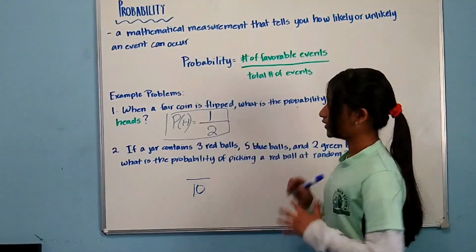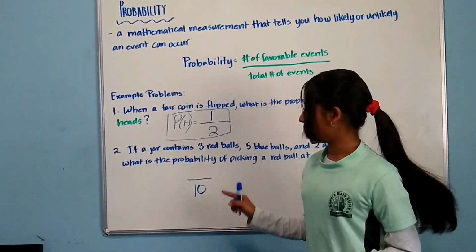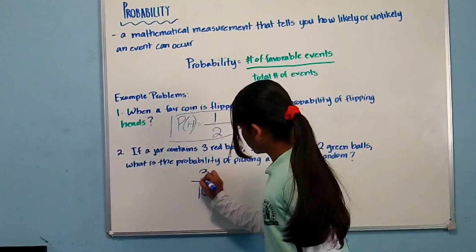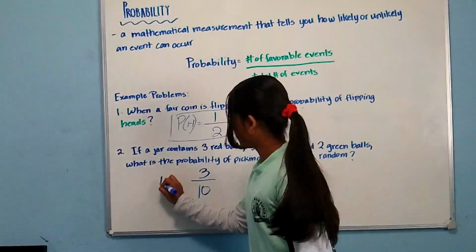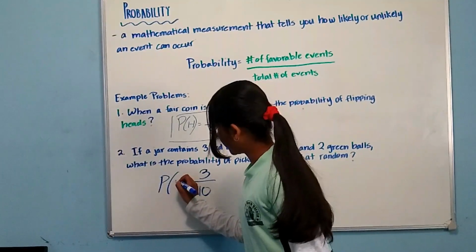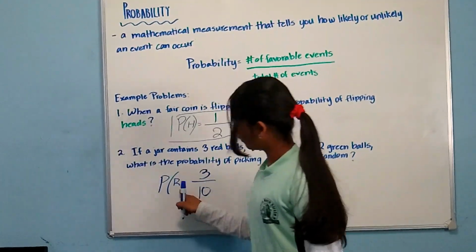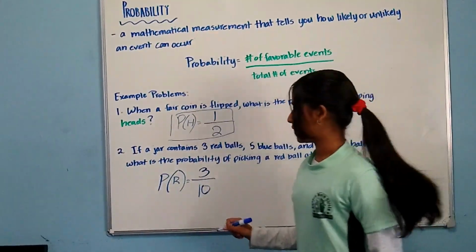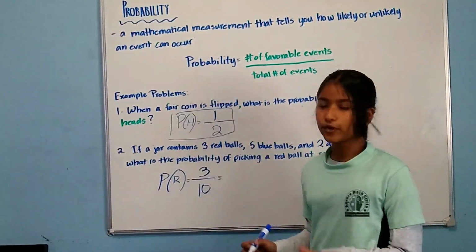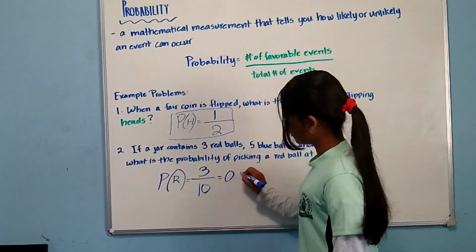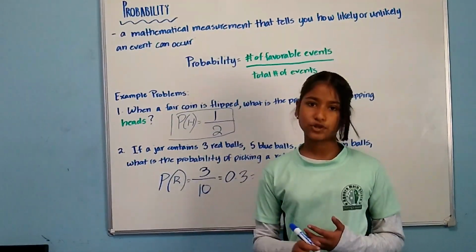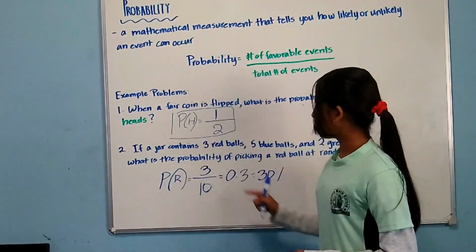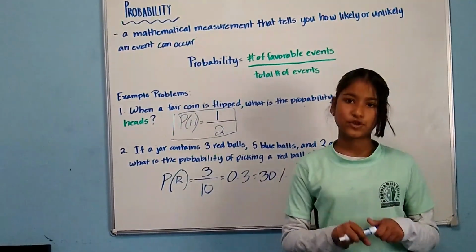Now out of all of these balls, only 3 are red, and since we're finding the probability of picking a red ball, 3 is going to be our numerator. So the probability of picking a red ball, which we write as R, is equal to 3 over 10. And if you want to simplify further, then you would get a decimal 0.3, which we can convert to a percent, which is 30%. So the probability of picking a red ball is 30%.